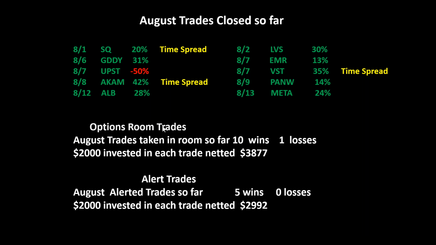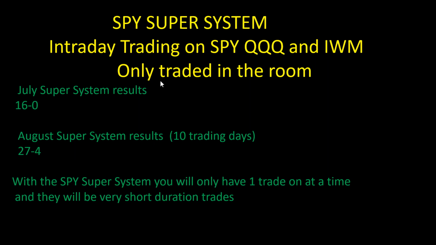the Compass system and identifying high probability trade setups. Just so you know, this is the SPY super system. This talks about taking SPYs, Qs, and IWM trades intraday for very quick trades. These are usually 5 minutes to 30-minute trades.